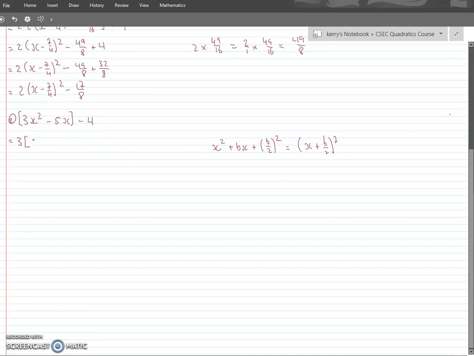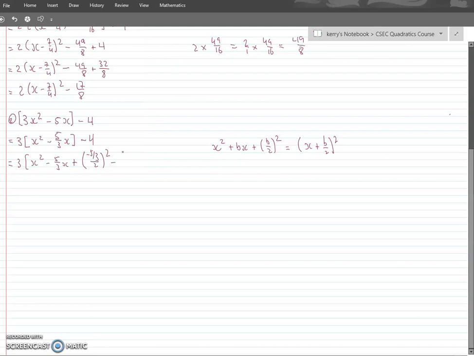So this becomes 3x squared divided by 3 is x squared, minus 5 divided by 3 is minus 5 over 3 x, minus 4. Good, now next one. You want to make the inside of these brackets, the x terms, look like this. So you need to get 5 over 3 over 2 and square that. So 3 into x squared minus 5 over 3 x. Whatever is the b term, you add on b over 2 and square it.